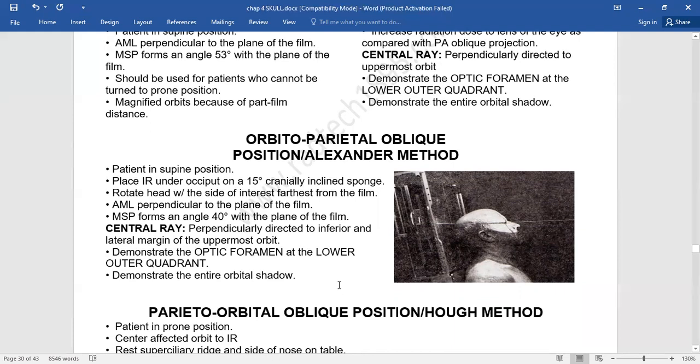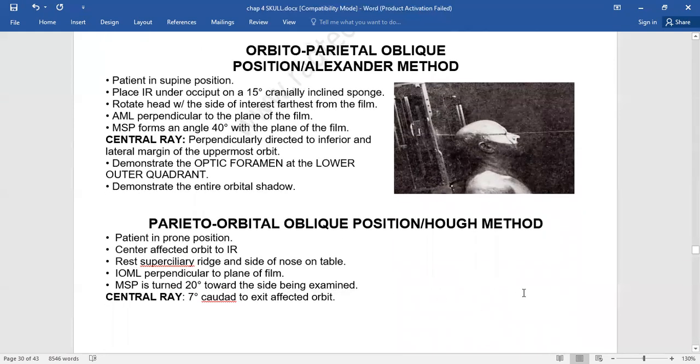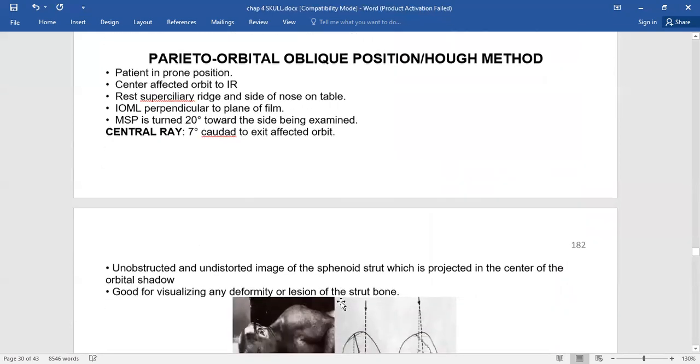Another one is the parieto-orbital oblique position or the Rhese method. So syempre naka-prone, kasi parieto-orbital, it will enter the parietal bone, it will exit the orbital structure. So center lang sa affected orbit, rest the superciliary ridge and the side of the nose on the table. OML is perpendicular, the MSP is 20 degrees. Central ray is 7 degrees lang, caudad to exit the affected orbit. Ito siya.